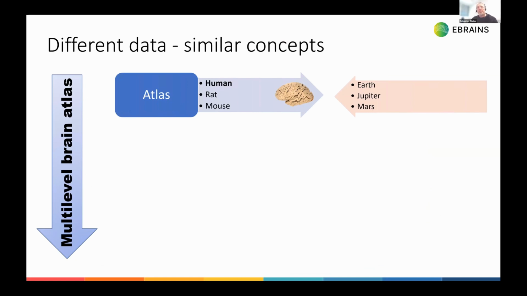The atlas concept consists of several steps, something like a hierarchy. So we have an atlas, which, if we take the example from yesterday and compare it to classical maps, we have the different species which are included, like human, rat, mouse, even a monkey atlas, which is not listed here. You can compare it to different planets, for example, if you want to stay in the normal example of atlases.